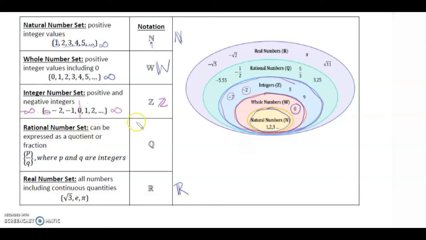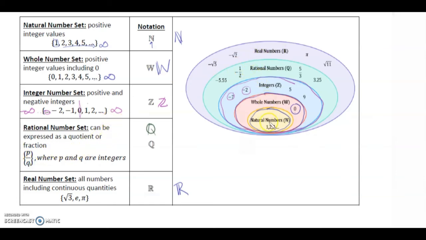Okay, the rational number set. This is a Q with a bar through it. This is specifically fractions. These also include numbers that can be expressed as an integer over an integer, so P over Q.